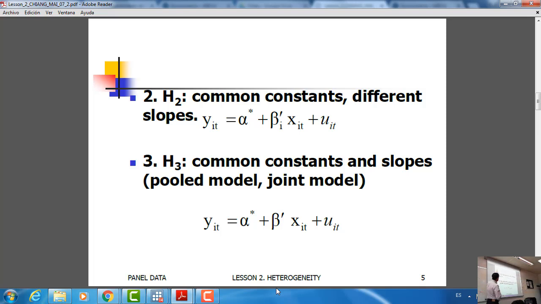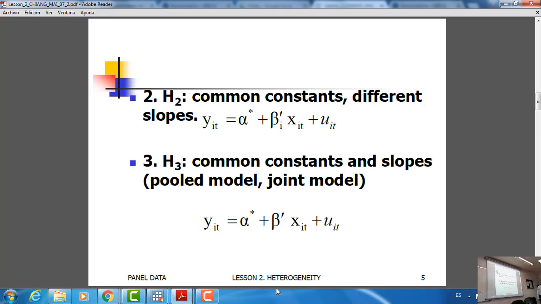And then up here we have a different model, which is a possible model. Can you tell me what this model is? How do you read this model? How many constants? 1. And how many slopes? Many, but how many? N times K.